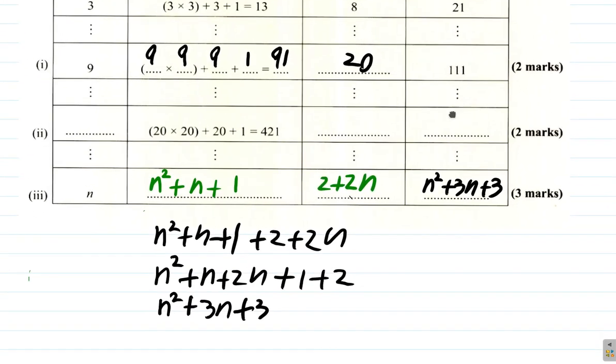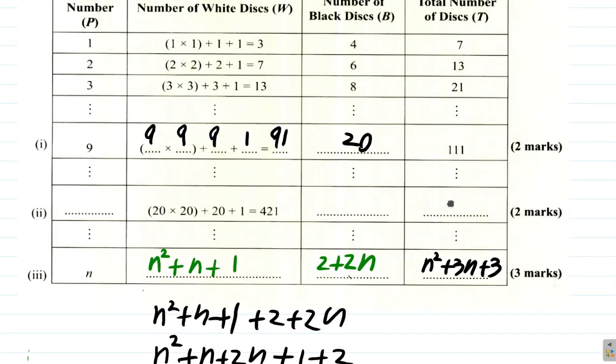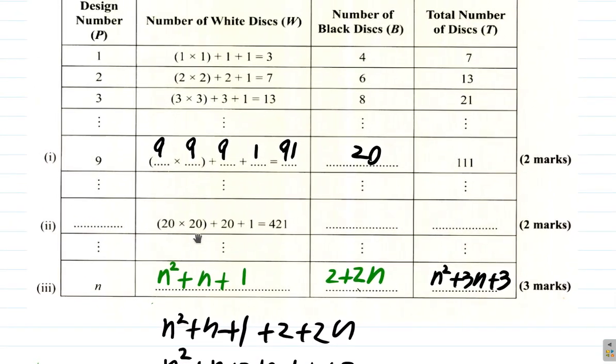You see that? So, here now. This part. It says 20 times 20. Can you tell what design this is? It's design 20. Because remember, for design 1 we have 1 by 1. For design 2 we have 2 by 2. For design 3 it's 3 by 3. For design 9 it's 9 by 9. For design 20 it's 20 by 20.